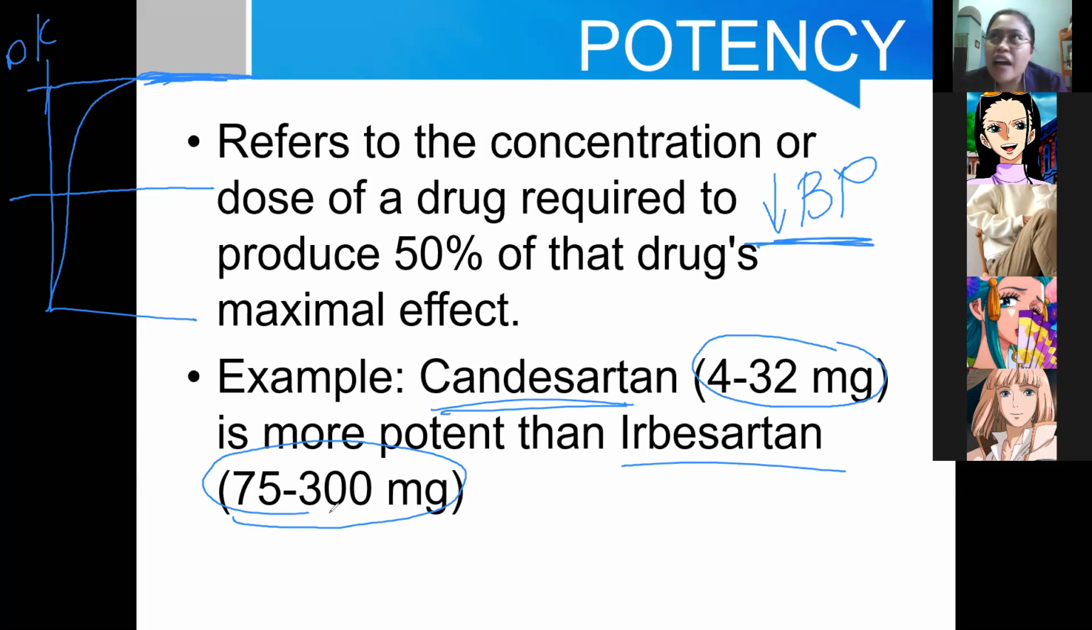So, ang iyahang effect makuha nimo at a lower dose, meaning the drug is more potent. But if the effect is makuha pa siya at a higher dose, then the drug is less potent. That's what we call potency. I hope that is clear. Do you have questions, class, about potency?